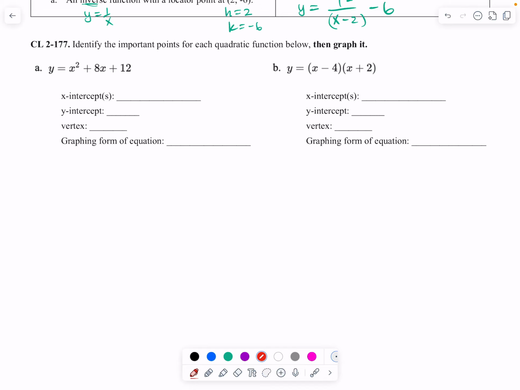Okay, I just want to offer an alternate solution for number 177a that involves completing the square, and I'm going to show it here. Instead of starting with the x-intercepts when we're looking at this question, you can also start by finding the vertex through the graphing form of the equation. So I'm going to show you what this looks like by completing the square.